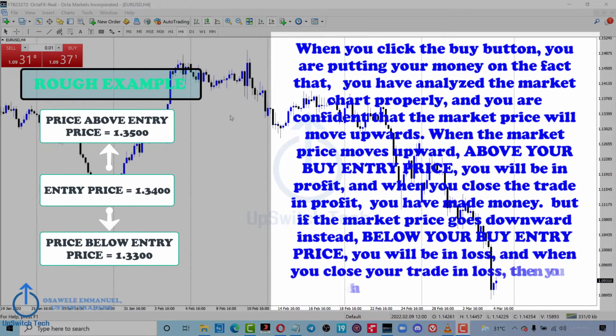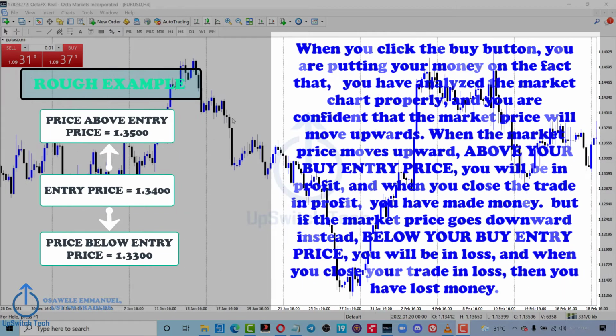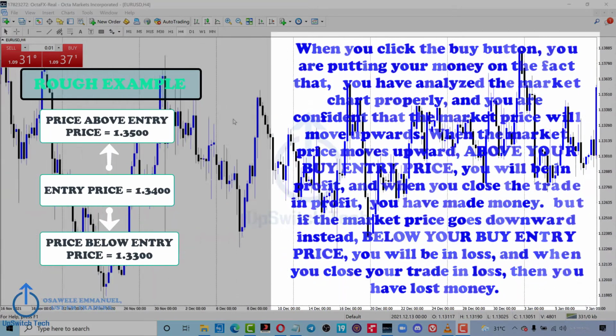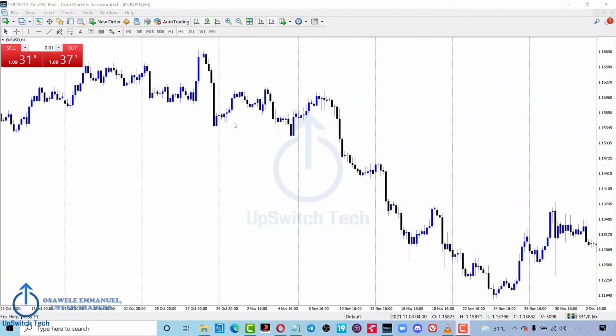But if the market price goes downward instead, below your buy entry price, you will be in loss, and when you close your trade in loss, then you have lost money.